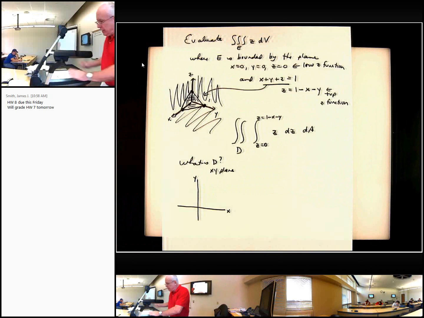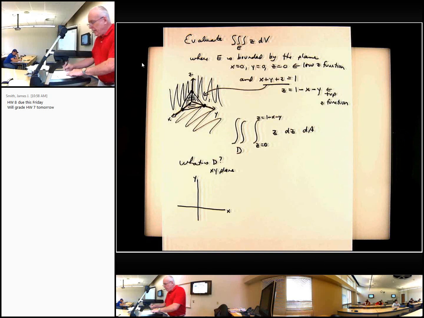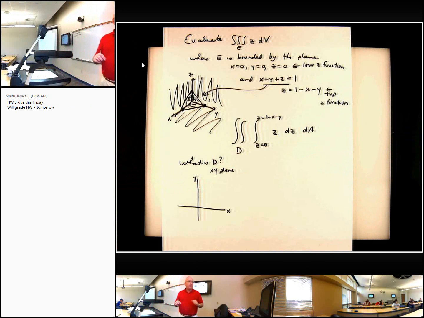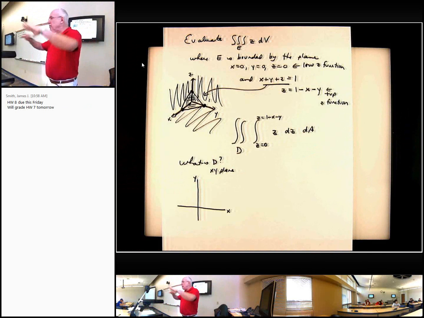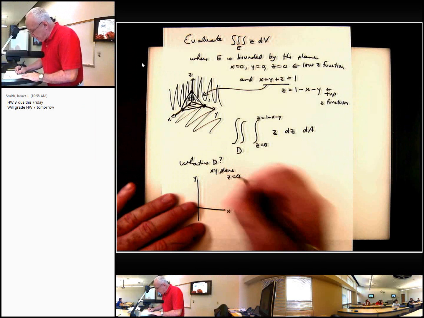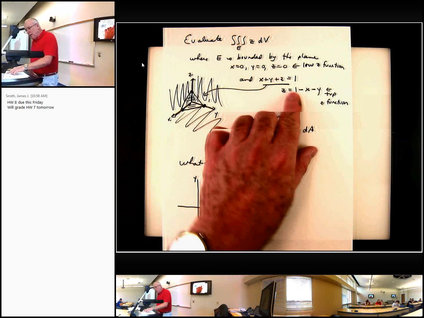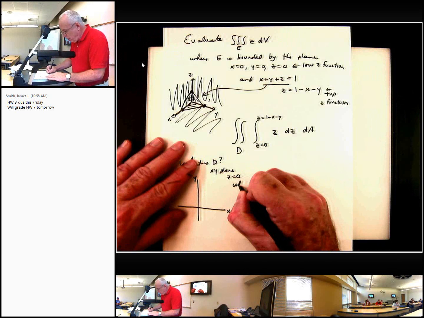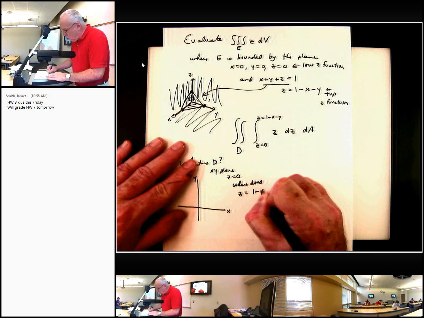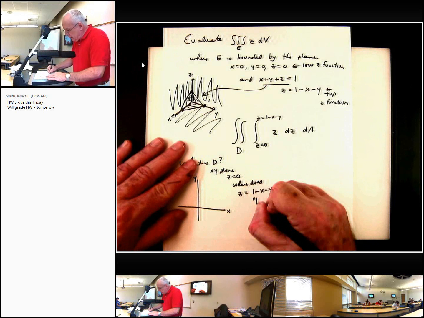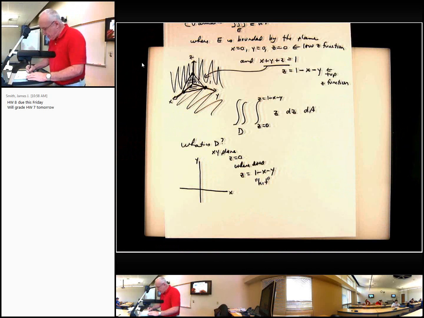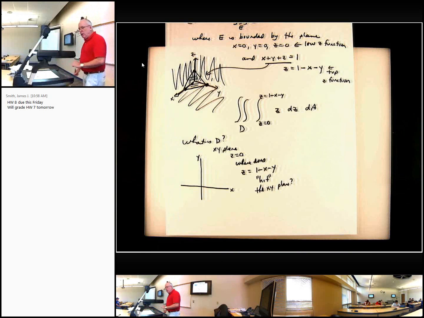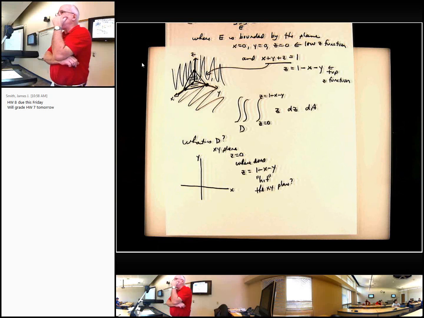So we have our xy plane. Now, for any point on the xy plane, what's the value of z? 0. Z is 0 on the whole xy plane. What we have to find out is, basically, where does z equals 1 minus x minus y hit or intersect the xy plane? Any thoughts on how I could figure that out?